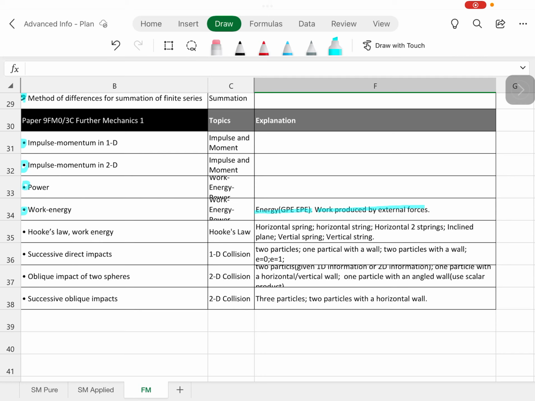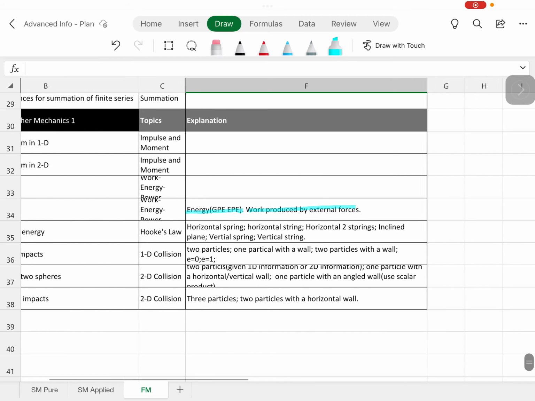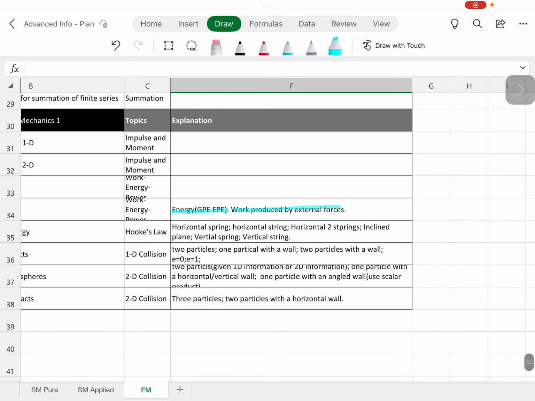Next one, Hooke's law. So Hooke's law is an interesting topic for sure. So you could have a horizontal spring, okay? So for the horizontal spring, that was my spring. So natural length, that's where the center of oscillation is. I could have a horizontal string.